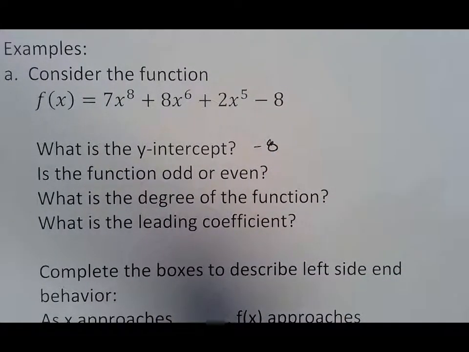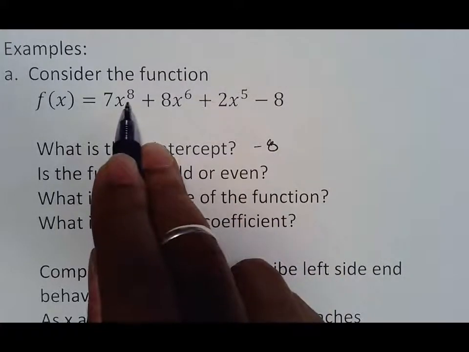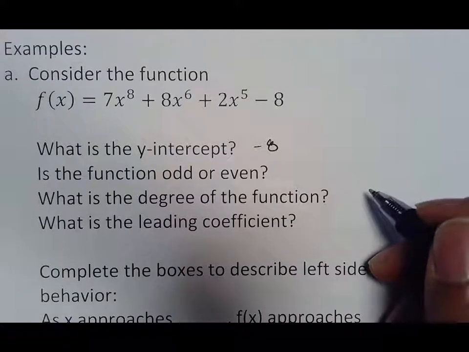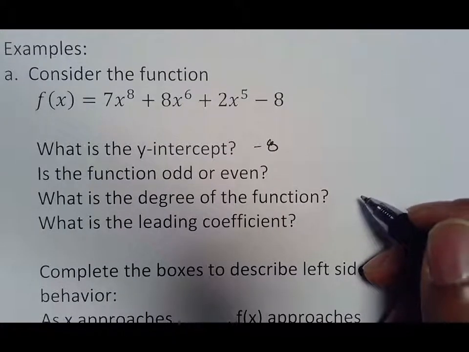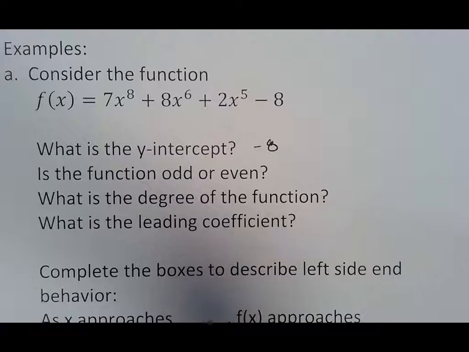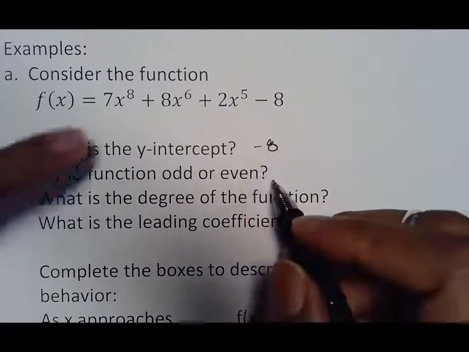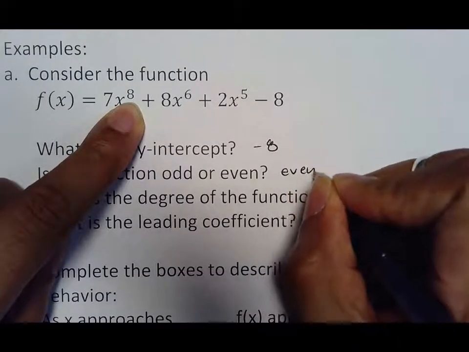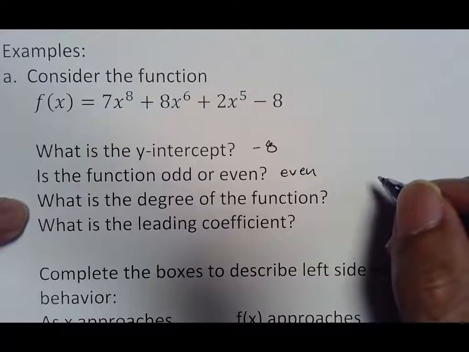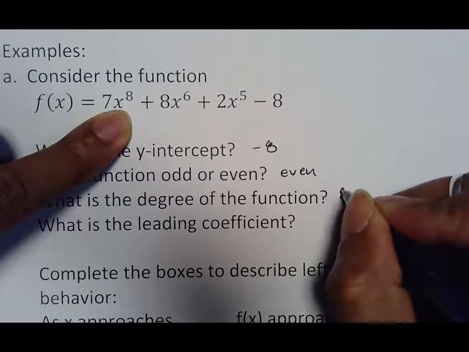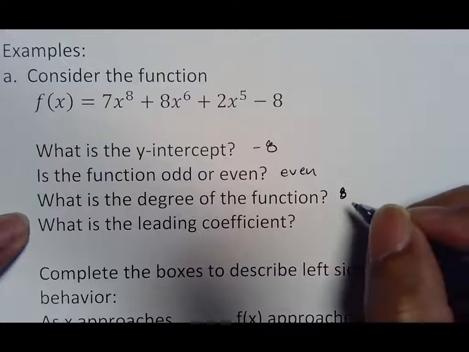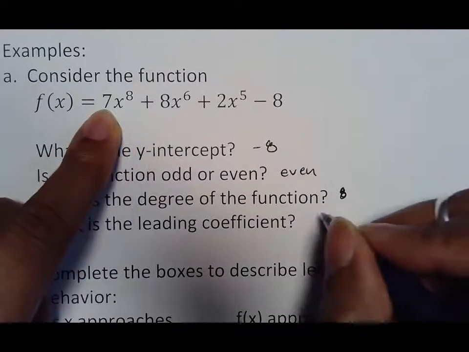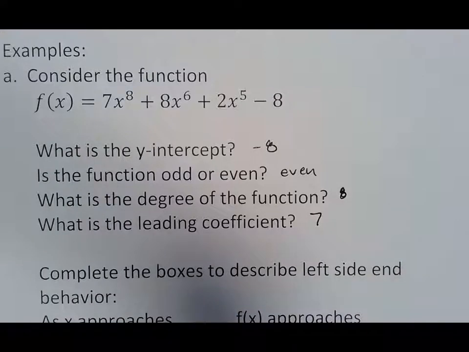Is the function odd or even? If there's no picture, then you look at the highest degree. Actually, before we do that, there's another way to determine the odd or even part, and that is to draw. Maybe not yet. Anyway, we look at the highest power, which is the 8. 8 is an even number. That means it's even. What is a degree? Well, the degree is the highest power. 8. What is the leading coefficient? Well, if that's the most powerful term, then the number attached is 7. Those numbers will be there.